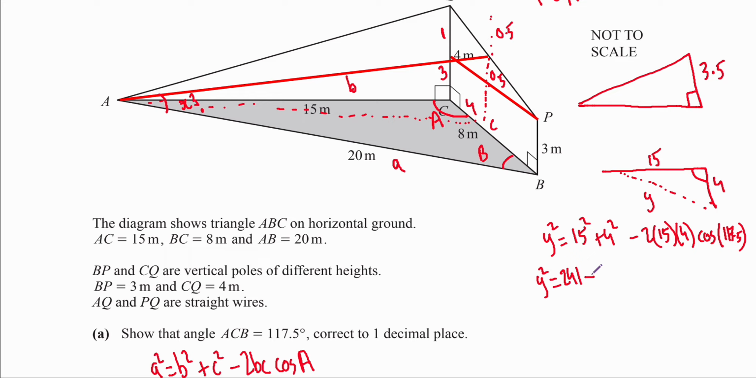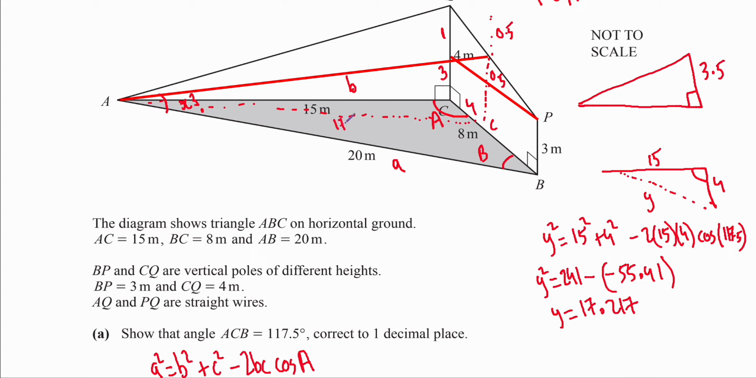So we get minus 55.41. Then our y is equal to the square root of that. I put that in my calculator, and that's 17.217. So y is equal to 17.217, and that's what we need. So that's our length right here.